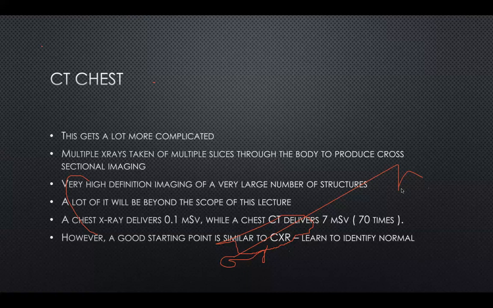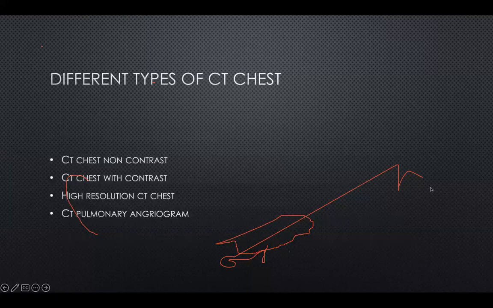Again, a good starting point is to just be able to identify normal and go through the anatomy. So there are different types of CT chests. You've got your non-contrast CT chest, and this does give you information. You'll be able to see the lung parenchyma fine, but you won't be able to see the subtle differences within the soft tissue, as you would with a CT chest with contrast.